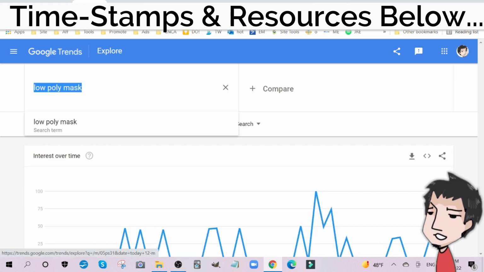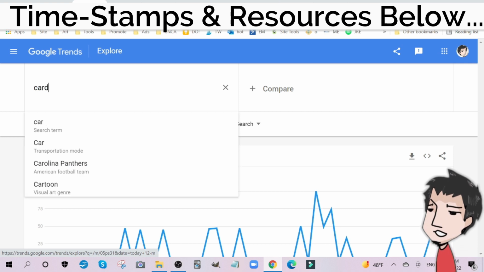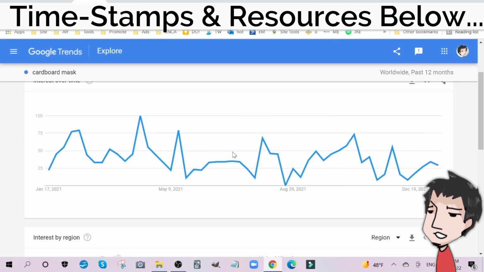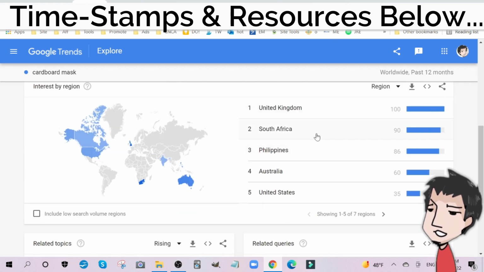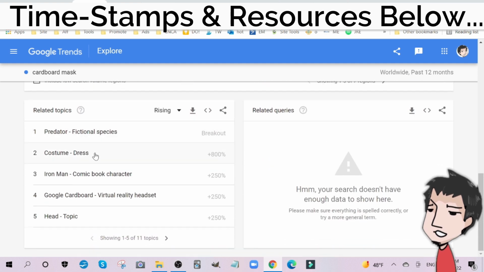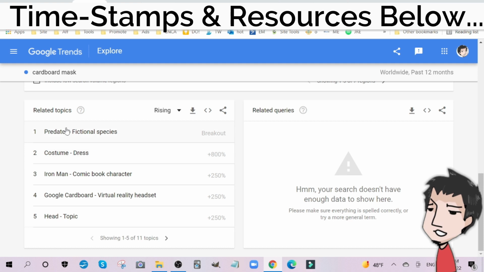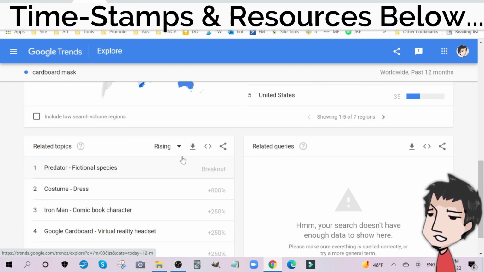What if I put in cardboard mask? Now we have a much healthier representation. Okay, United Kingdom, South Africa, Philippines, people are looking for these types of cardboard masks. It says predator, so people are looking for lions, tigers, and bears. Oh my! And there you go.